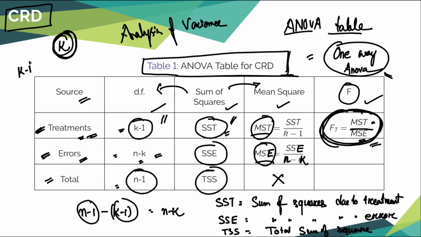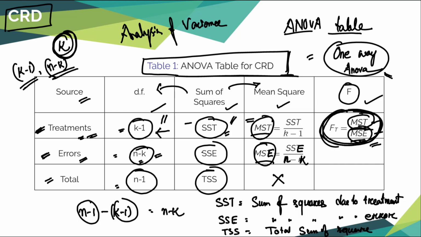With k minus 1, comma, n minus k degrees of freedom, because the ratio is MST and MSE. On top we have MST, at the bottom we have MSE. MST is calculated from SST, and SST has k minus 1 degrees of freedom. That's why the first degrees of freedom is k minus 1. At the bottom we have MSE, and for MSE the degrees of freedom is n minus k.